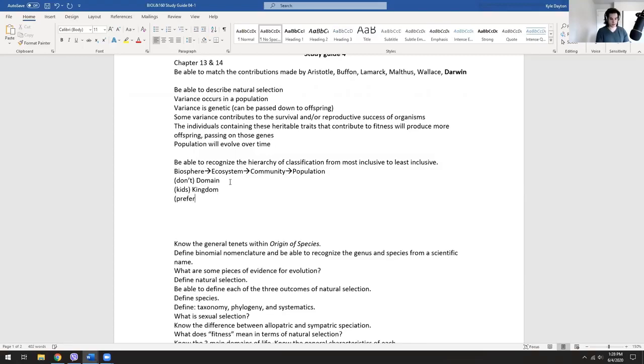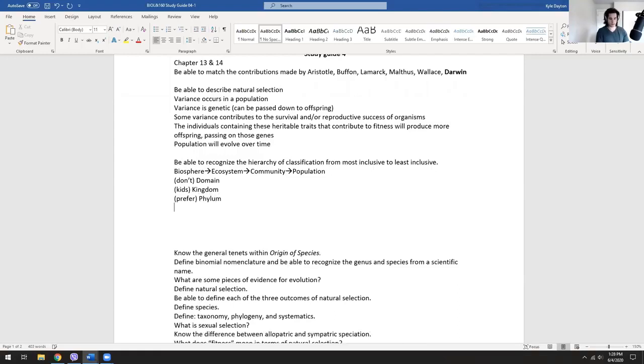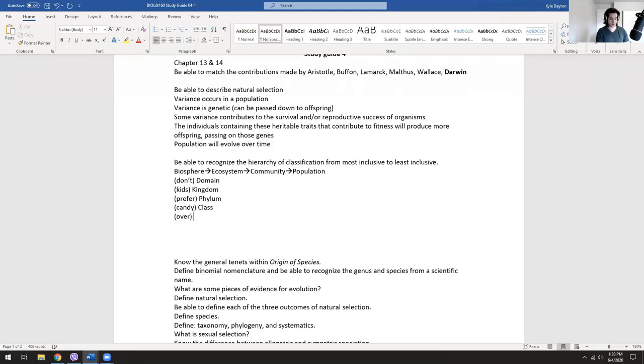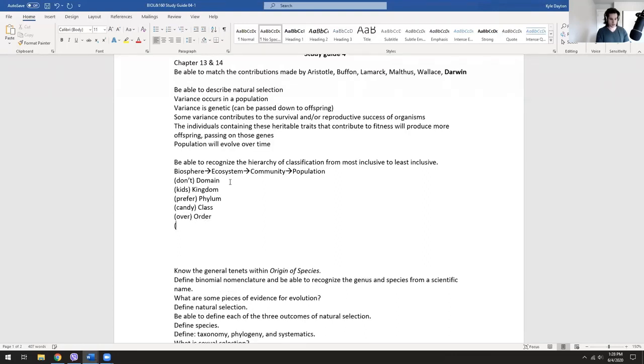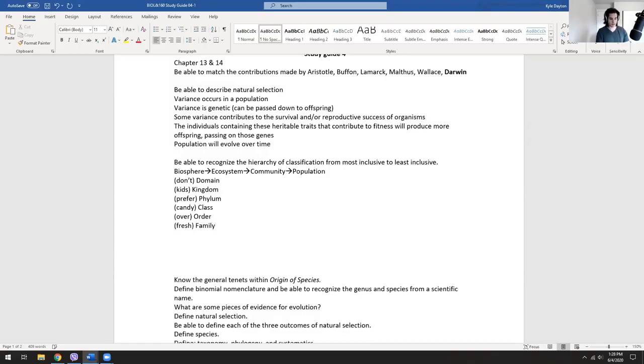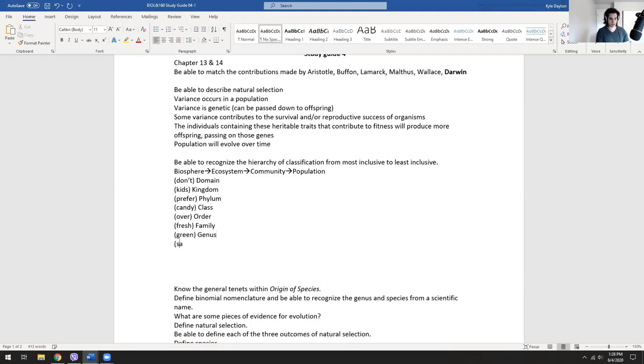Prefer, it's going to be a phylum. Candy, it's going to be class. Over, it's going to be order. And fresh, it's going to be family. Green, now we're getting into binomial nomenclature territory, genus. And then salad, species.